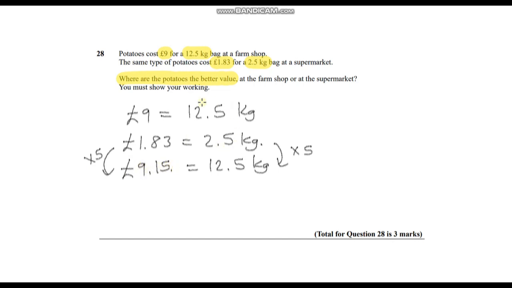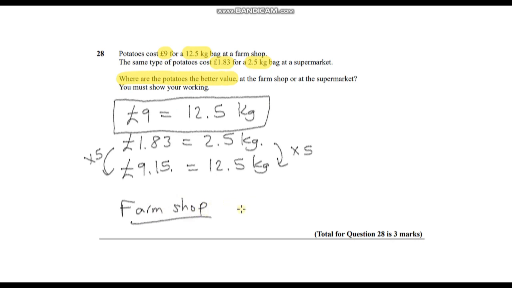£9.15. So for the same amount of potatoes, it's cheaper at the farm shop. So we need to say that. We need to give our answer of the farm shop, but we need to just say why, because £9 is less than £9.15.